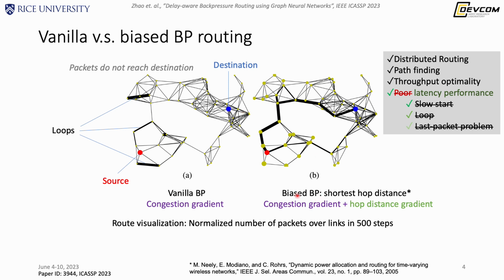However, with biased backpressure, where the bias is the shortest hop distance from each node to the destination, we can see that 2 routes are formed on this graph to the destination, and the packets reach the destination. So biased backpressure could address these 3 drawbacks of vanilla backpressure. The question is, can we do better than the shortest hop distance bias?